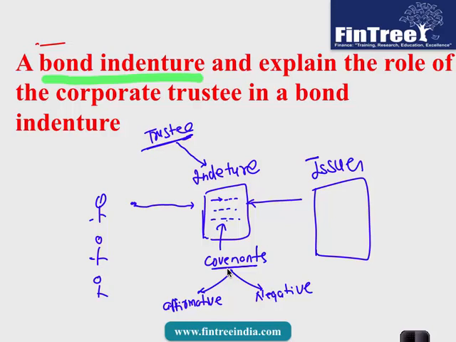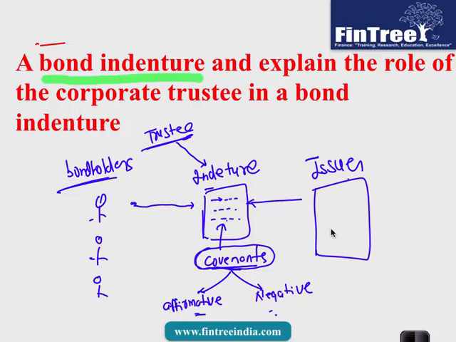So I'm repeating the story again. Indenture is an agreement between the issuer and the bondholders, and that agreement will list the rights and responsibilities of the issuer. Those rights and responsibilities are referred to as covenants, and covenants could be of two types. It could be affirmative or it could be negative.